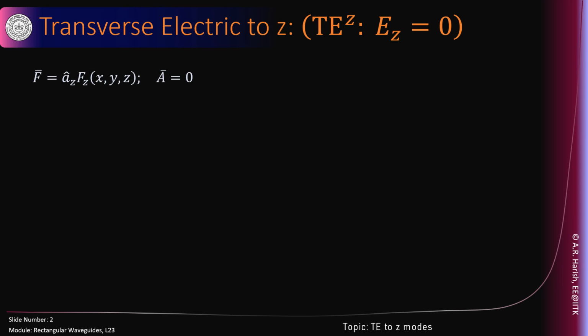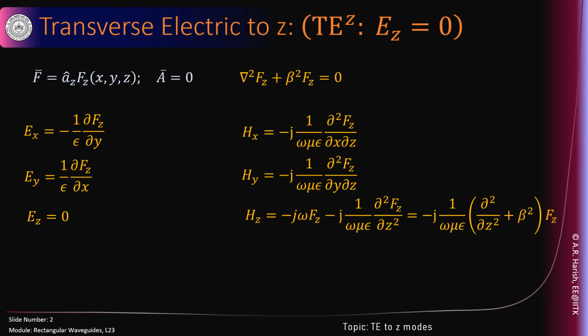So what is the process? We want to specify the condition for F and A. What we are proposing here is, if you choose F equal to az cap Fz and A equal to 0, then we get the solutions of del square Fz plus beta square Fz equal to 0. If you find the solution and you find out the field quantities, Ez will become automatically equal to 0. Therefore, we get TE to Z solution if you choose F equal to az cap Fz and A equal to 0. We had seen this before.